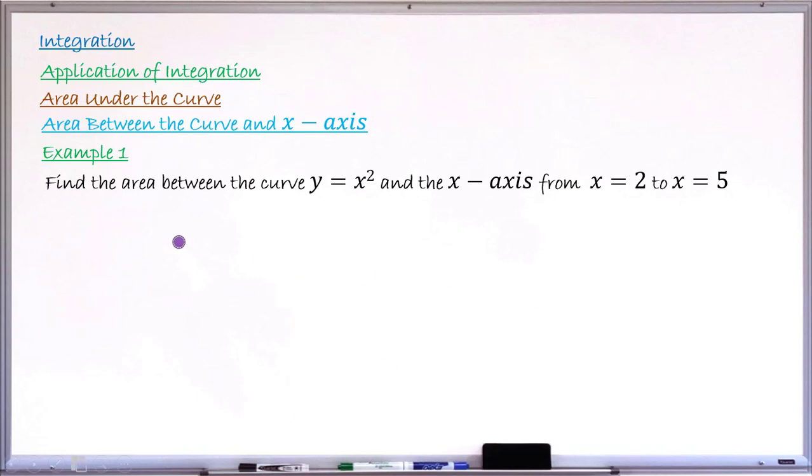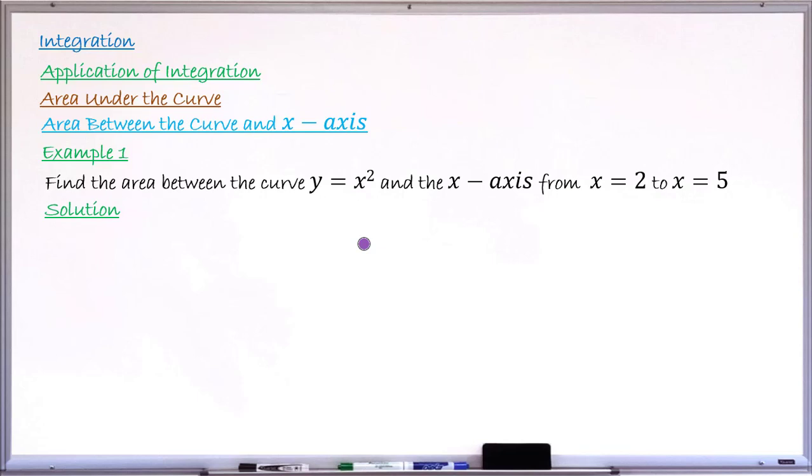Example number 1: you are asked to find the area between the curve y equals x squared and the x-axis from the point x equals 2 to the other point x equals 5. Solution to this problem.